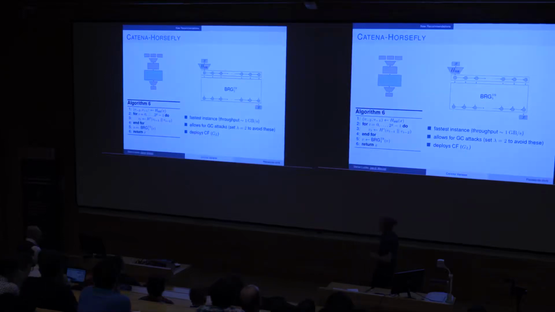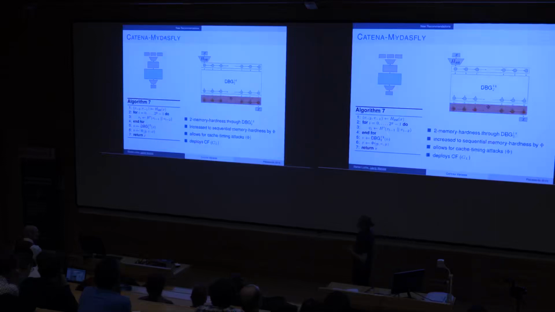The second one is the fastest one, with a throughput of about 1 gigabyte per second. This allows for garbage collector attacks if we have only one layer of this one. If we have two layers, then it protects quite well. So this is the fast variant of Catena.